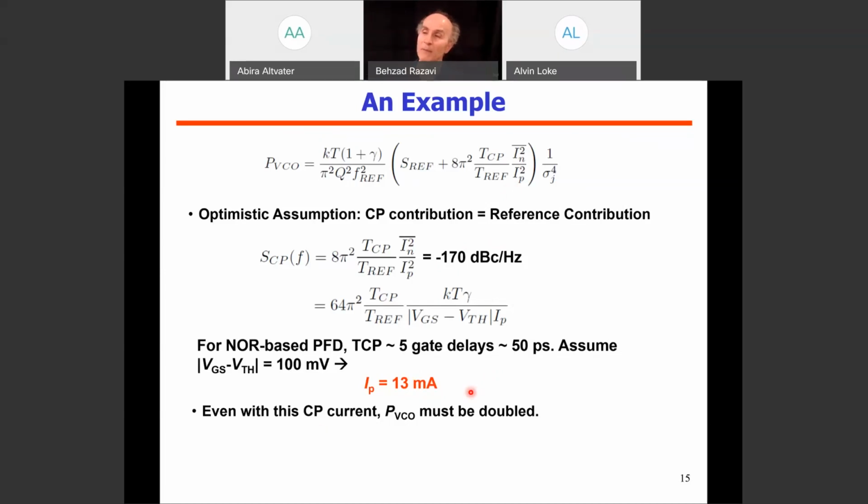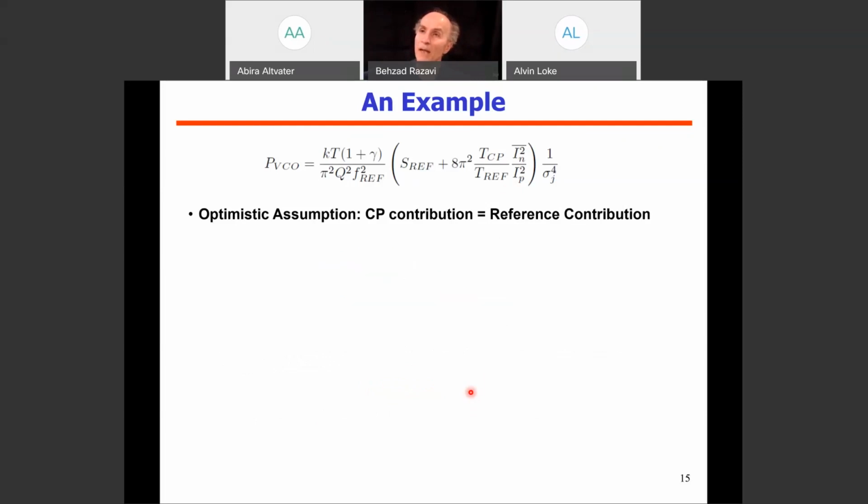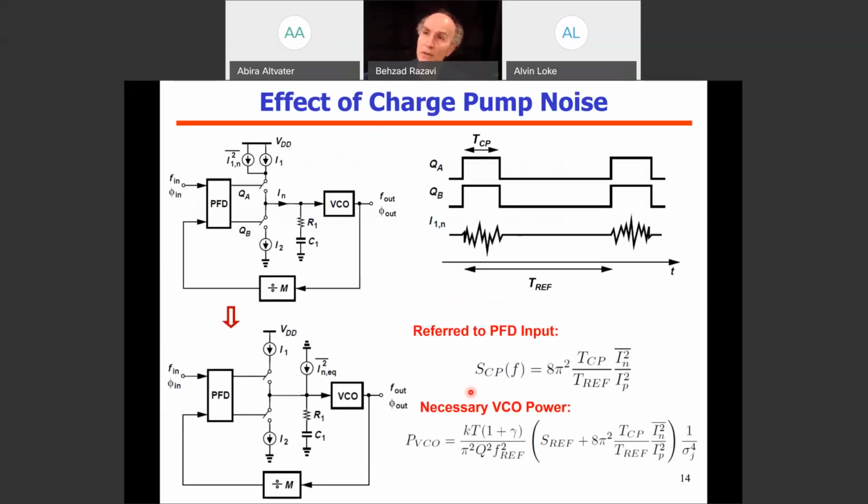But the problem is that if the charge pump is to deliver, let's say, 26 milliamps, then these transistors have to be extremely large. And if they are very large, this PFD now has to drive a very large capacitance and yet turn the switch on and off in 50 picoseconds. That translates to designing a very large PFD, and it just propagates backward and causes other issues.